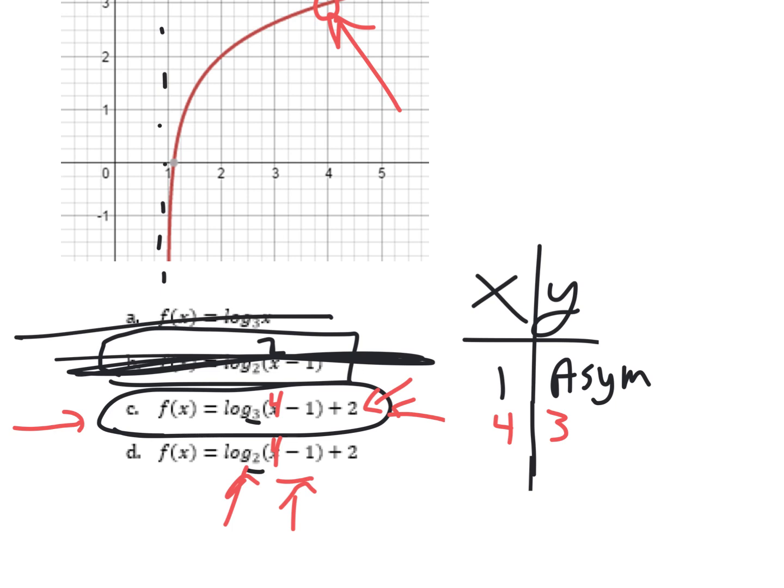Oh, you had to guess between those two. But you guessed, and you guessed right. We verified it through checking points. Remember this on the test. Don't just be like, oh, I think this one's it. Because you can get fooled really easy between like C and D. You got to check points.